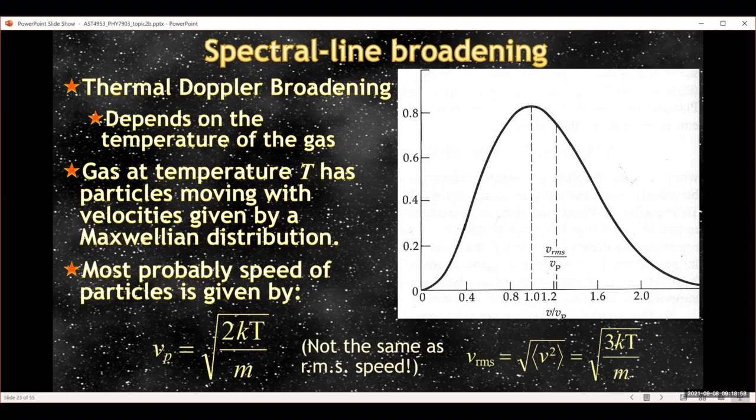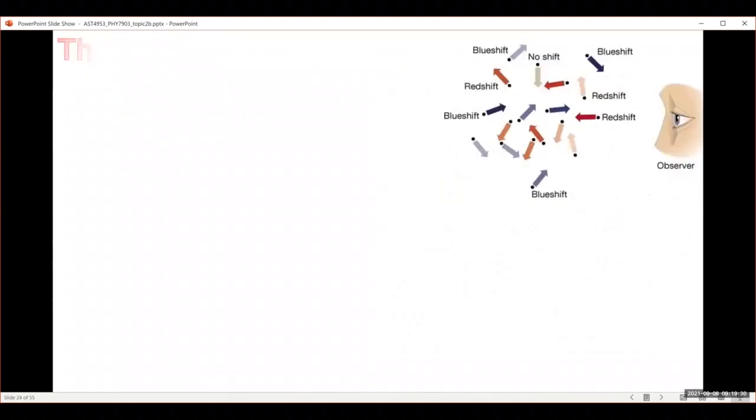The most probable speed is the square root of 2kT over m, where k is the Boltzmann constant, T is the temperature, and m is the mass of the particles. So if it's hydrogen, it's just the mass of a hydrogen. You can see that the RMS speed is a little higher, and the equation is given here, and that's because the curve is not symmetric. So if we take the root mean square to find the average speed, it's a little higher. But we want to use the most probable speed in order to get the distribution of speeds.